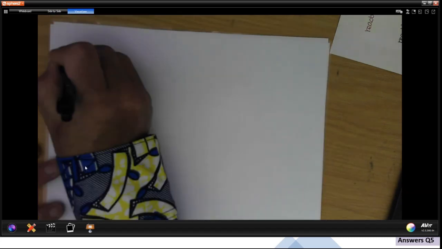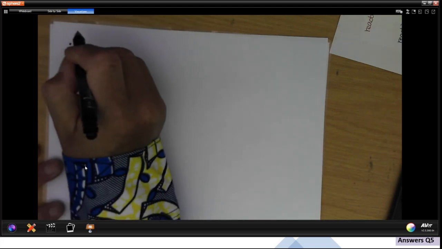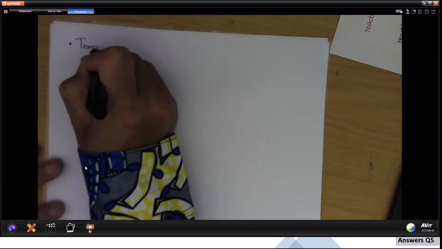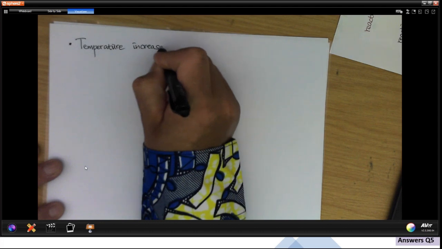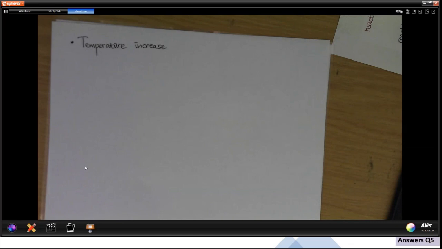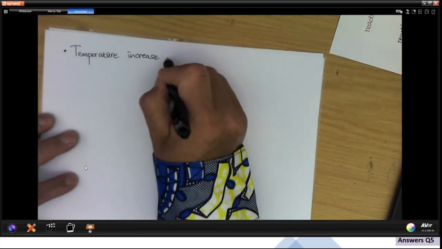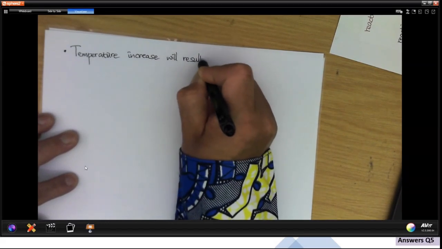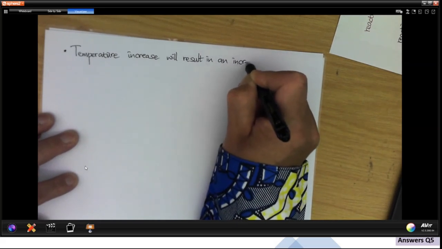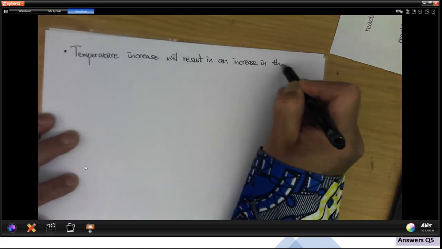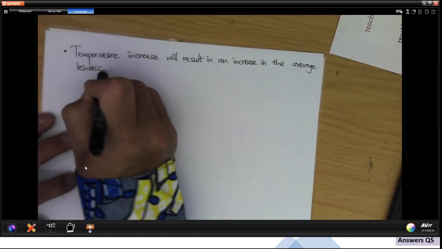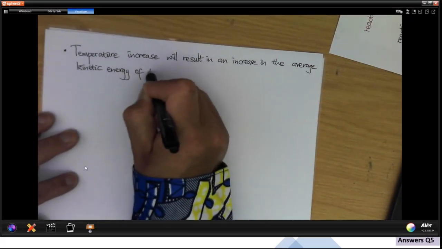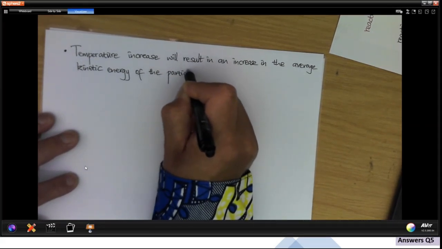All right, great. So step number one, grade 12s, the first point. A temperature increase will result in an increase in the average kinetic energy of the particles. When you increase the temperature, you will increase the average kinetic energy of the particles. That's point number one.